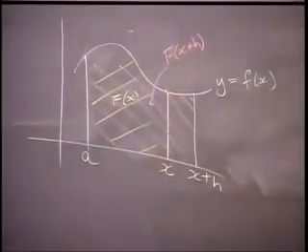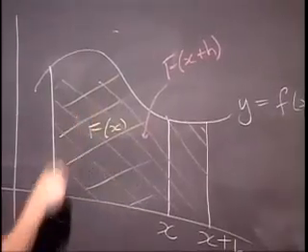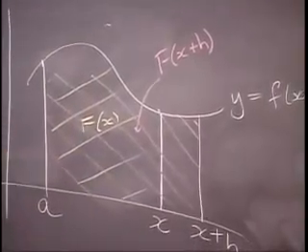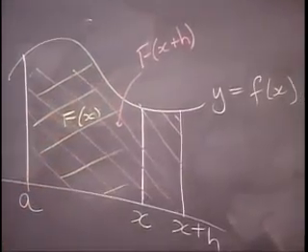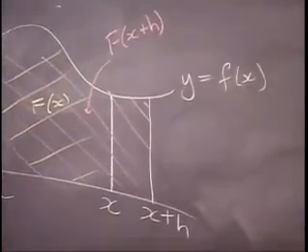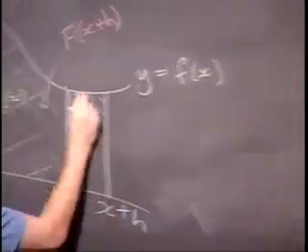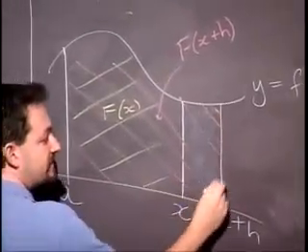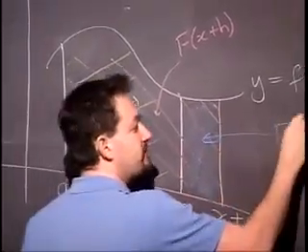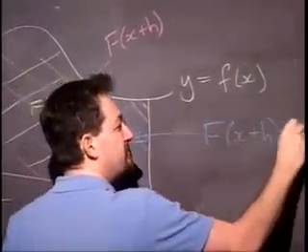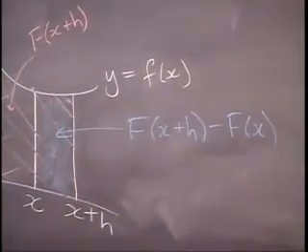And what I'm interested in is the difference between the two. I want the pink area minus the green or yellow, whatever color it looks like. So that's the numerator of that fraction. So actually, the difference turns out to be this area here, just a fairly thin strip. So that blue area is F of x plus h minus F of x, which is the numerator of that fraction.